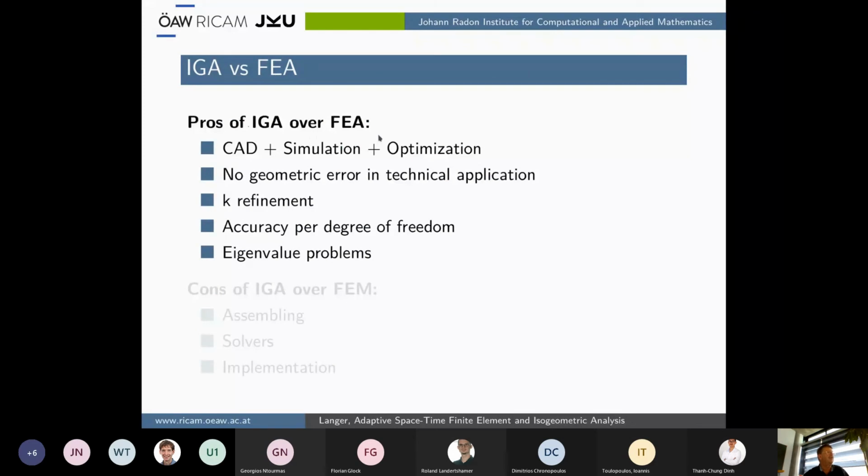Pros of IGA over the finite element analysis, the finite element method. The most important idea of IGA is that you bring together computer-aided design, simulation, and optimization in one package.